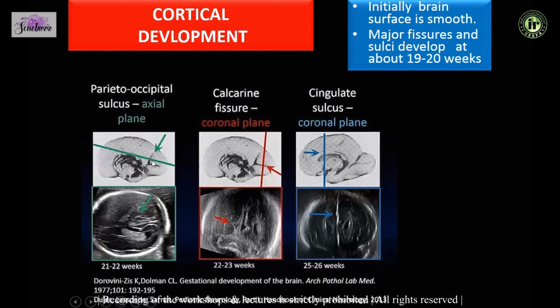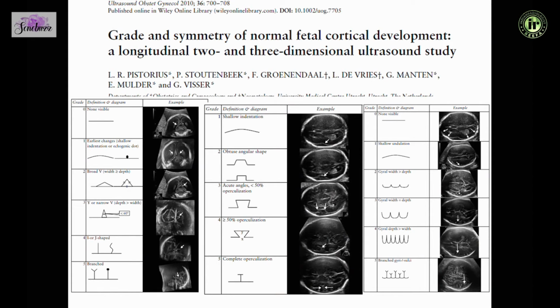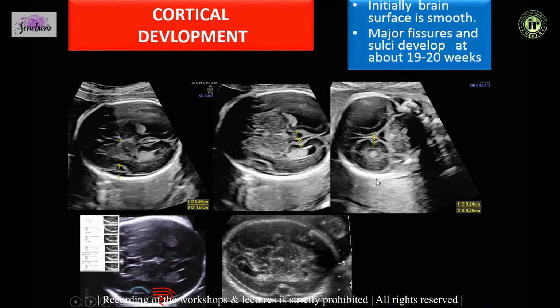We also look at, in an advanced sonogram, the development of the sulci. Essentially after 20 weeks, we focus first on the parieto-occipital sulcus, because that's a landmark for measuring the lateral ventricles. We also look at the calcarine fissure, as I said, in the coronal plane, and the cingulate fissure in the coronal plane frontal area. There is a lot of information available on the symmetry and asymmetry of these fissures on either side. So you can measure both sides of the sulcus, and we look at these.